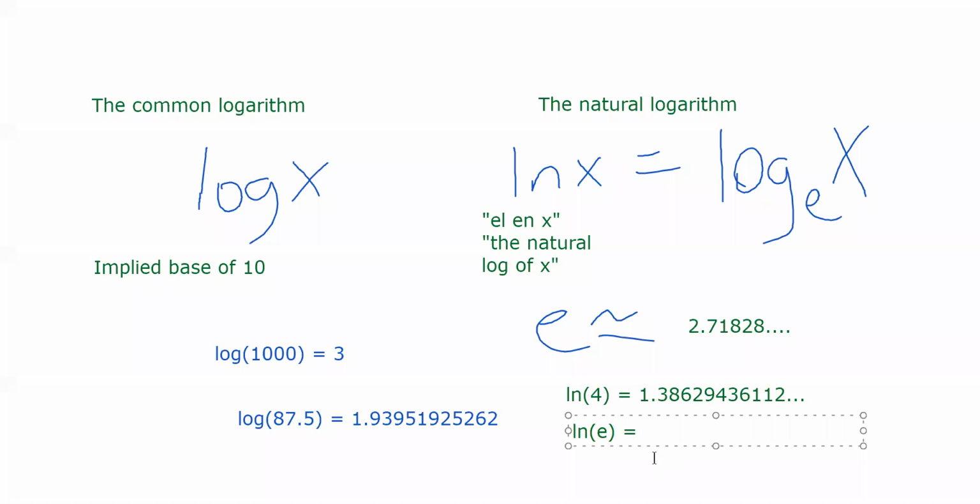Of course, that's just going to give you 1 because the ln has a base of E, and you're saying E to the first equals E. So the natural log of E is 1. So lots of interesting implications about E.